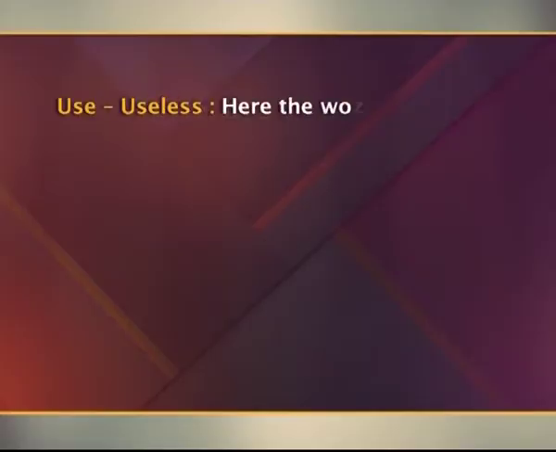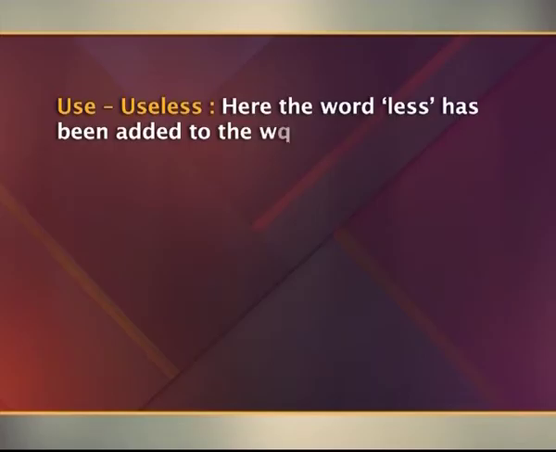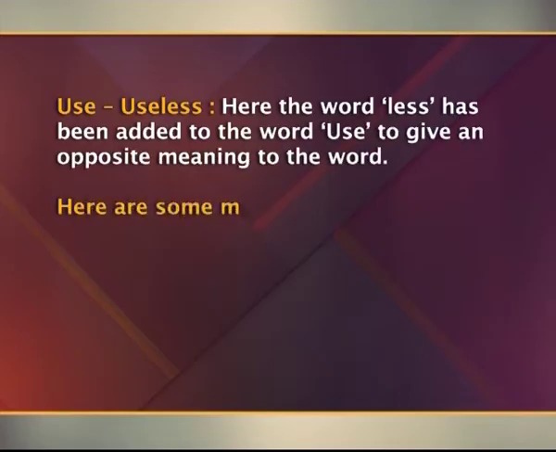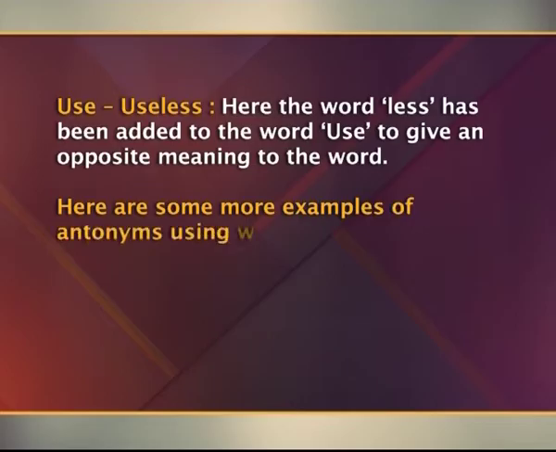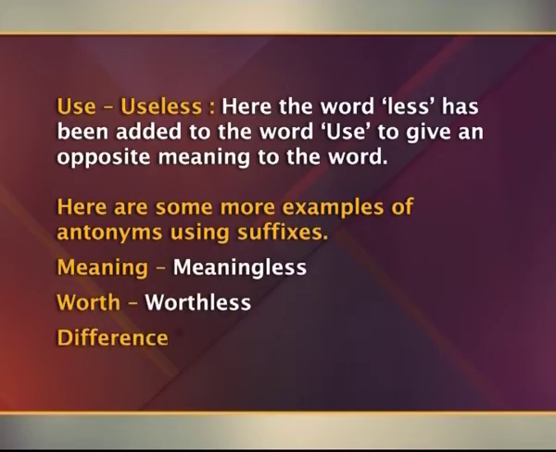Antonyms can also be constructed by using prefixes in, ab, etc. and suffixes less, full, etc. For example, use, useless. Here the word less has been added to the word use to give an opposite meaning to the word. Here are some more examples of antonyms using suffixes. Meaning, meaningless, worth, worthless, difference, indifference.